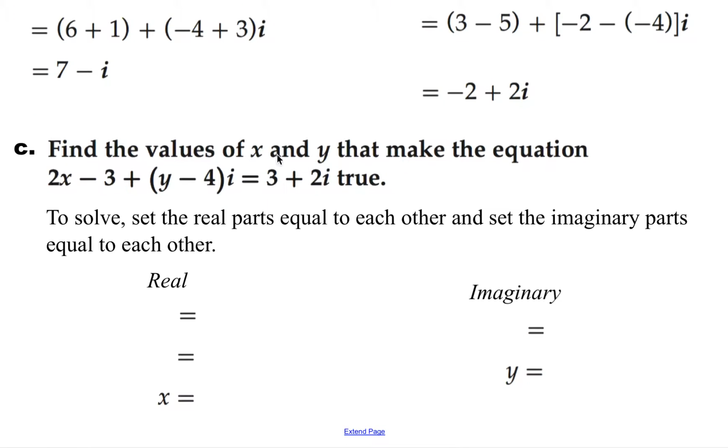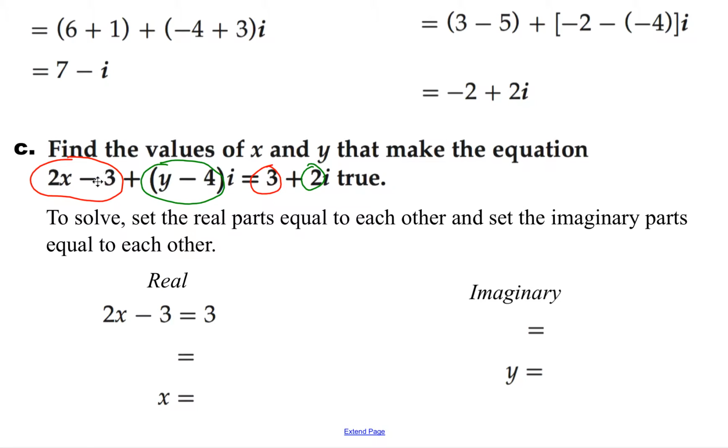Here's an example. Find the values of x and y that will make this equation true. So when we look at this one, the thing I want you to recognize is this right here is the whole real part, right? And so that will be set equal to the real part on the right. And then the other part here, this is the imaginary part. This is the b, a plus bi, so that will be set equal to the 2. So let's go ahead and set that up.